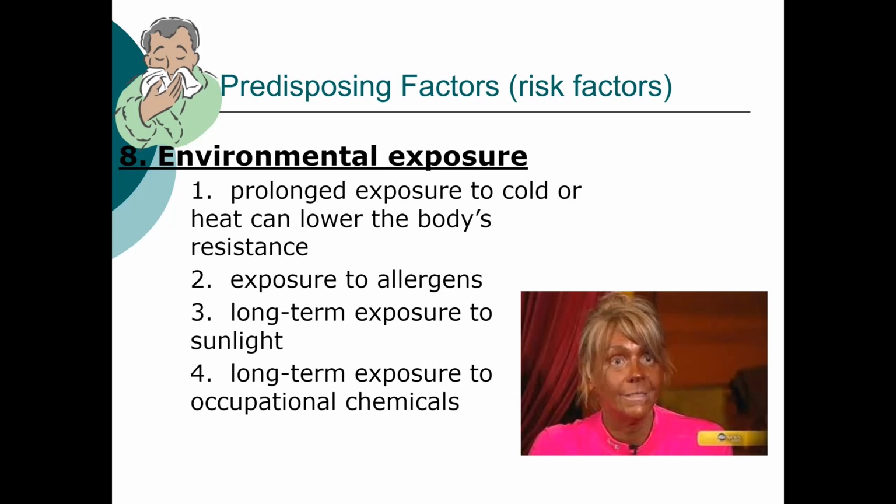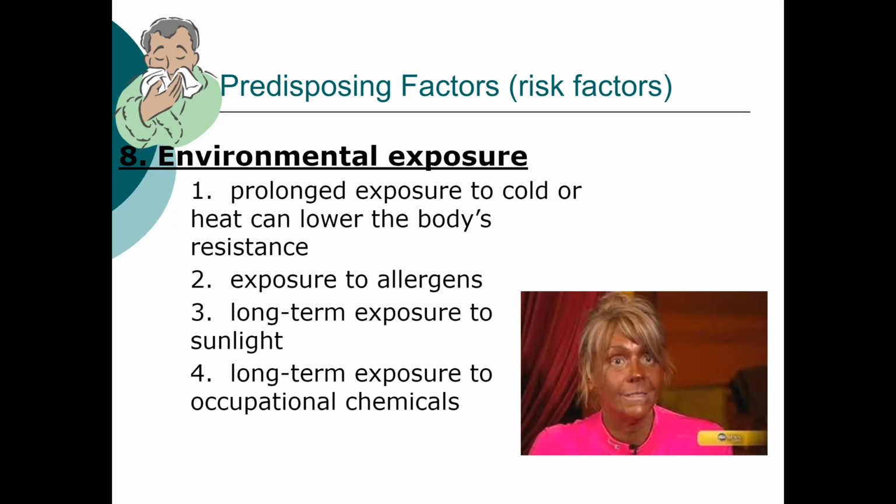Exposure to allergens. People who are asthmatics, if your body gets that allergen, it can trigger an asthma attack. Once again, this can take you out of homeostasis. Long-term exposure to sunlight can do damage to the skin. Look at the lady down in the corner. You have a higher rate of skin cancer, and so this leads to other issues.